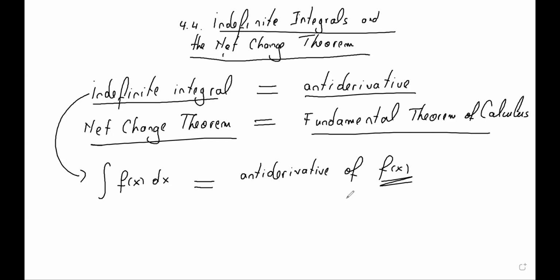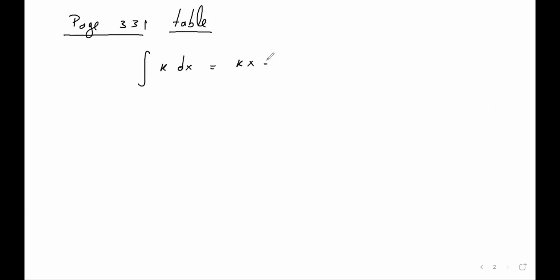So that being said, in your book there is a table, but this table is nothing new. If you look at page 331, the table that's given there is just a repeat of the stuff that you already knew. For example, I'm going to write an example here. It says the integral of k dx equals kx plus c.